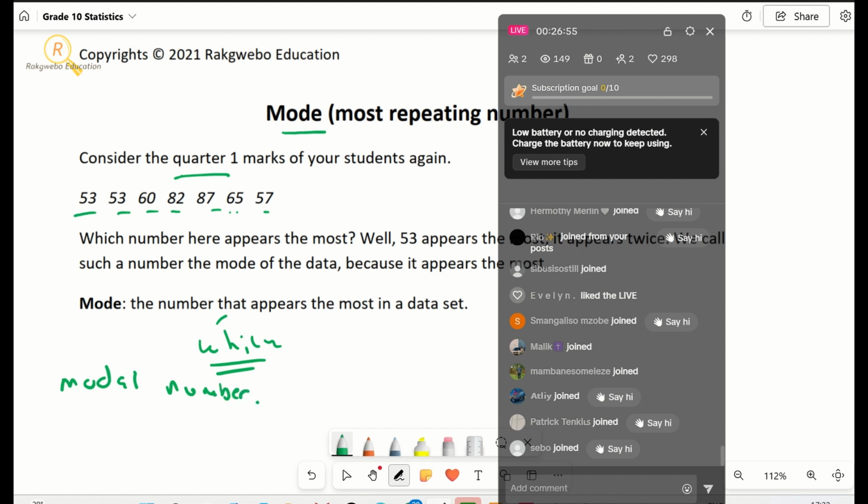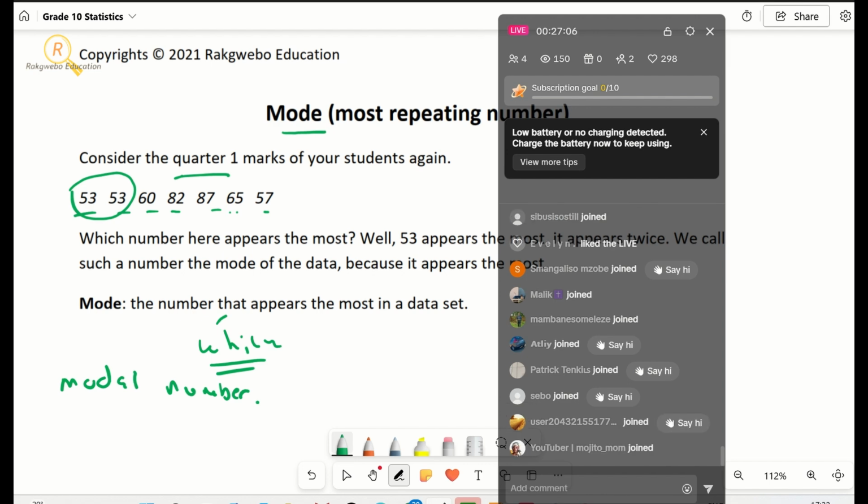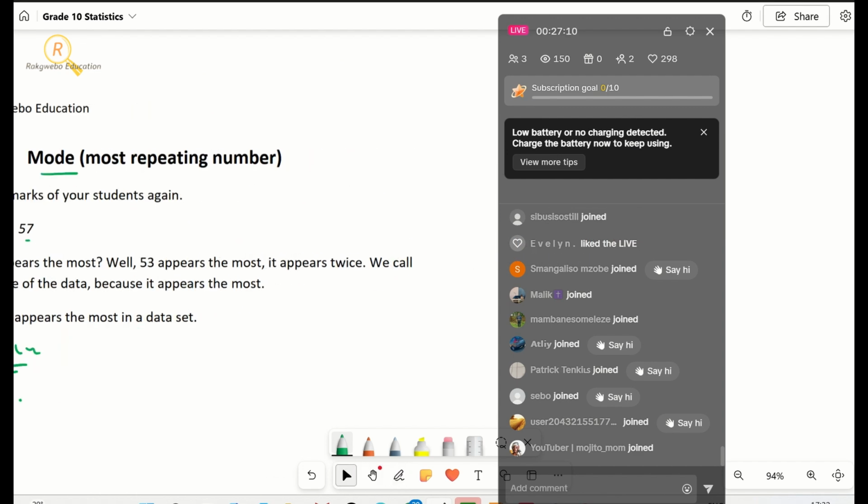53. Yes, 53. Easy. There's nothing complicated there. 53, why? Because it appears twice, which means that it appears the most. Therefore, our mode is 53, or our modal number is 53. Very easy. As long as you have eyes to see, then you're done. All right, so we move.